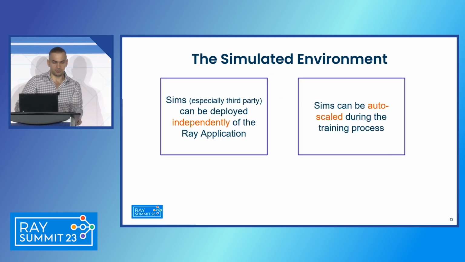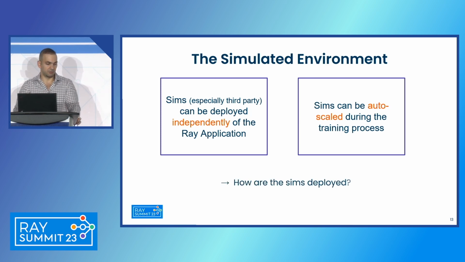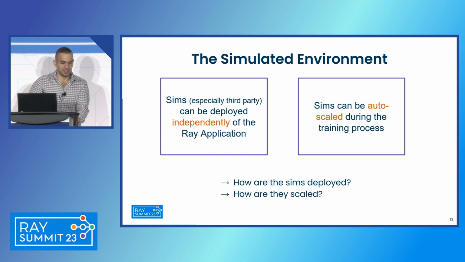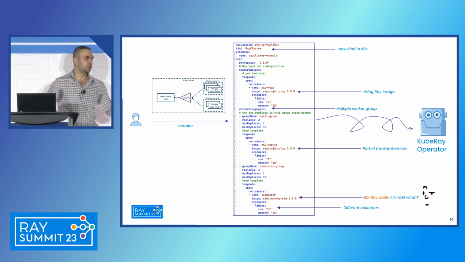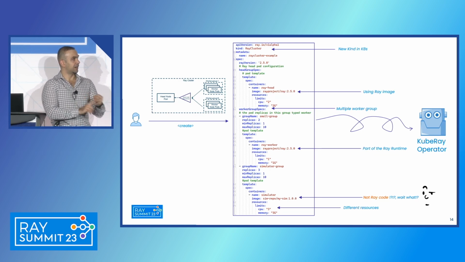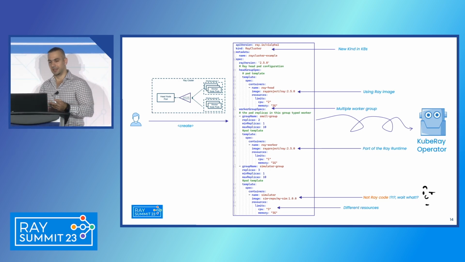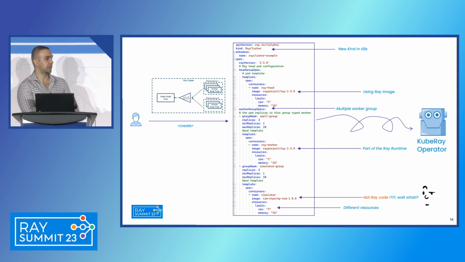So the point I'm trying to drive forward here is that sims can be deployed independently of your Ray application, and they can be auto-scaled during this training process. So they might have their own life cycle where they grow and shrink and so on. And you need a way to manage those. And the question is, how would you be managing those simulators? How would you deploy them, and how would you scale them? So this is where I want to take an unconventional view here. Because everyone, when you think of KubeRay, you would think of a Ray cluster manager, which is managing a head node and a bunch of Ray worker nodes. But what if we change that view a little bit?